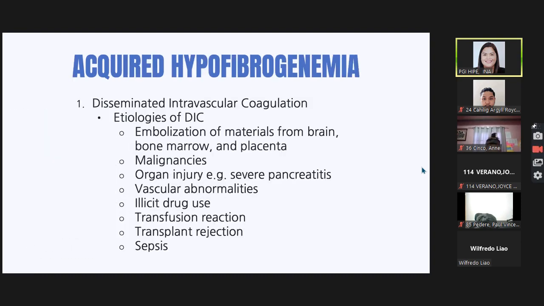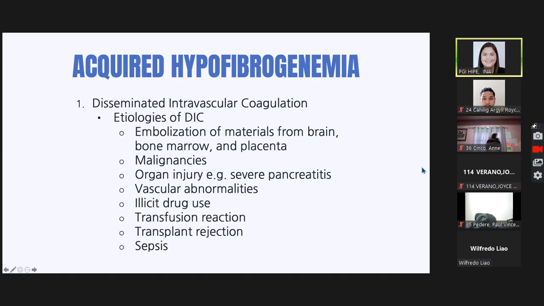So we have acquired hypofibrinogenemia. Under which is disseminated intravascular coagulation. And these are the etiologies of DIC, because there can be several etiologies of your DIC.